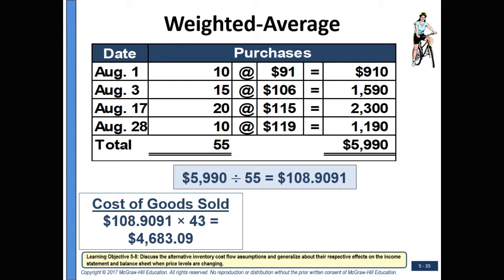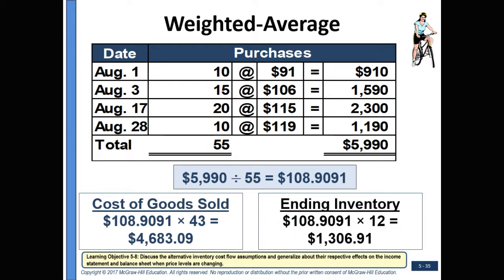The ending inventory is calculated by multiplying the amount of units left in the ending inventory by that weighted average of 108.9091, or $1,306.91 in ending inventory. August's ending inventory then becomes September's beginning inventory.